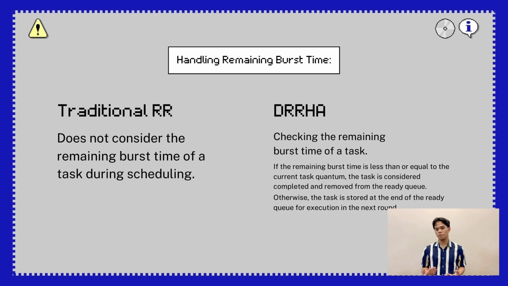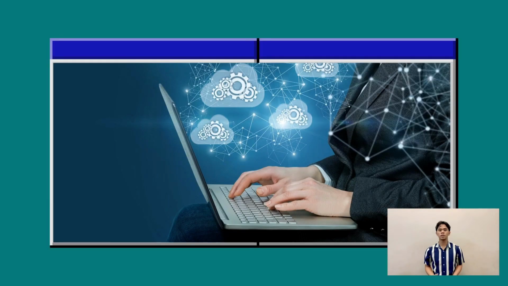So in summary, these enhancements aim to optimize waiting time, turnaround time, and response time compared to the traditional round robin algorithm. As a group, we find the proposed algorithm to be a promising and innovative approach to task scheduling in operating systems. The inclusion of the remaining burst time consideration is a particularly noteworthy feature. Thus, we believe that the proposed algorithm's distinctive features make it a valuable candidate for further exploration and testing.